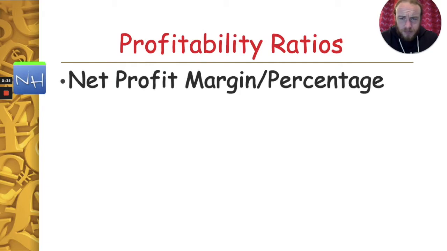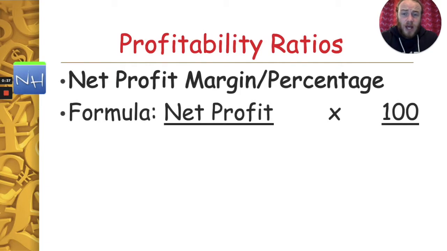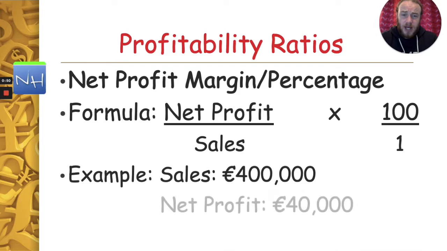As we said, it's a profitability ratio, and the formula is quite simply net profit over sales multiplied by 100 over 1. So it's the exact same formula as our gross profit margin. The only difference is that instead of gross profit, it's now net profit up on top. Both are over sales multiplied by 100. In this example, we've got sales of 400,000 and net profit of 40,000.